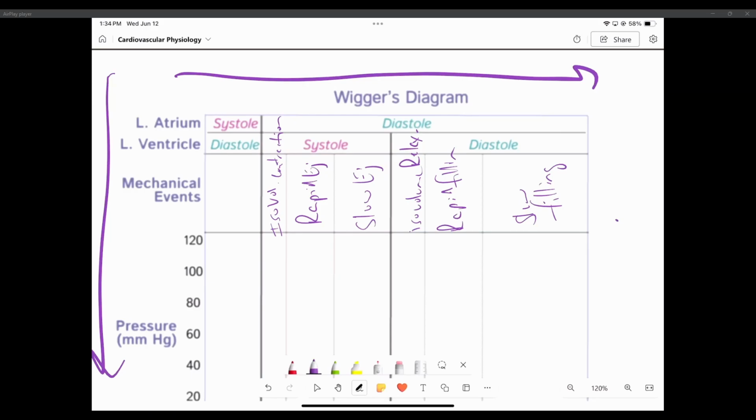So when you're studying, you can go left to right on mechanical events. What are the sequence of events for ventricular systole? Isovolumic contraction, rapid ejection, slow ejection. What are the sequence of events that happen during ventricular diastole? Isovolumic relaxation, rapid filling, slower filling. And then the whole thing just repeats itself over and over and over again.